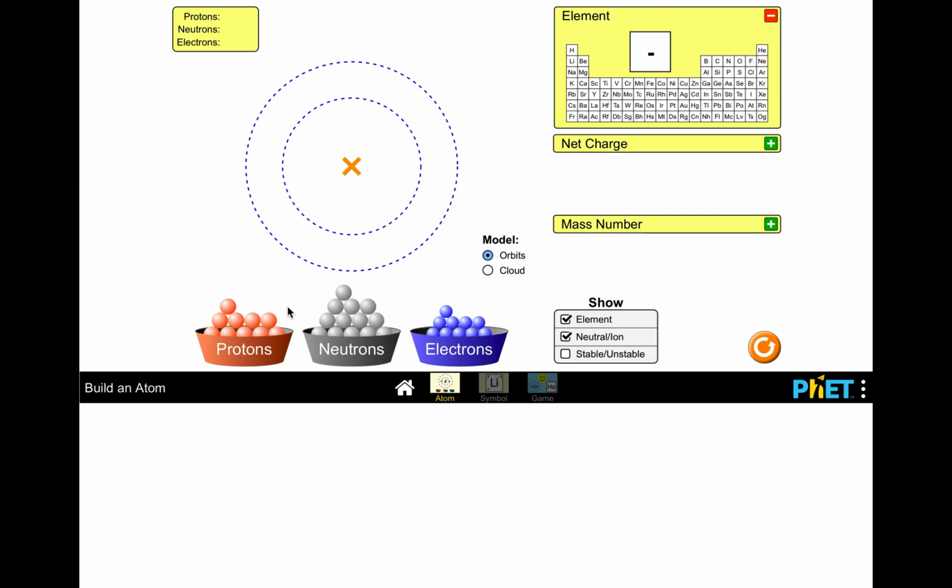You can use this first one to choose various combinations of the subatomic particles. It matches it up with the different elements as they're found on the periodic table. You can play with that one.